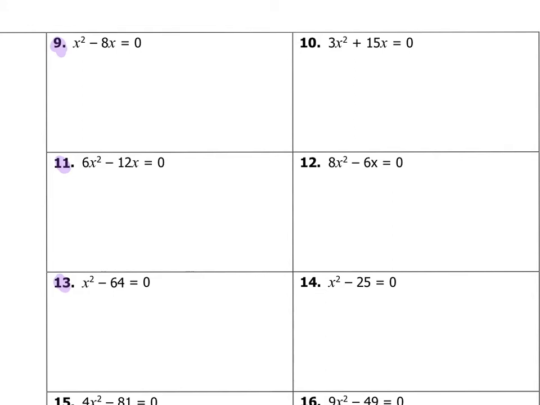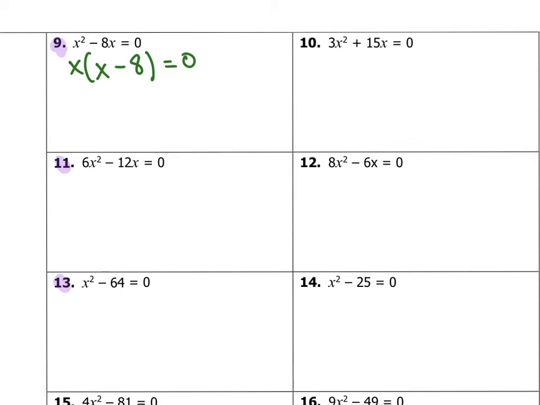Notice that I can pull out a GCF. In a lot of these, I can pull out a GCF. In number 9, it just so happens that there is no numerical GCF. There's just x. And so if I factor out a GCF of x, let's see, x squared divided by x is x, and minus 8x divided by x leaves me 8 is equal to 0.